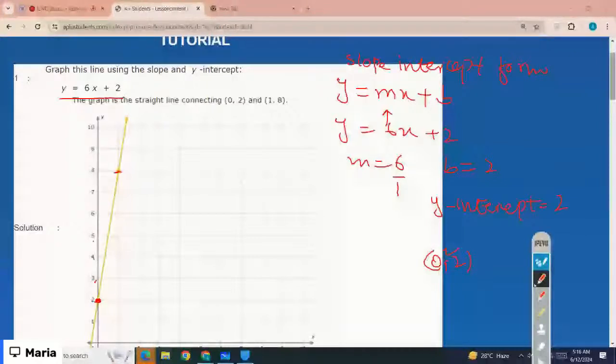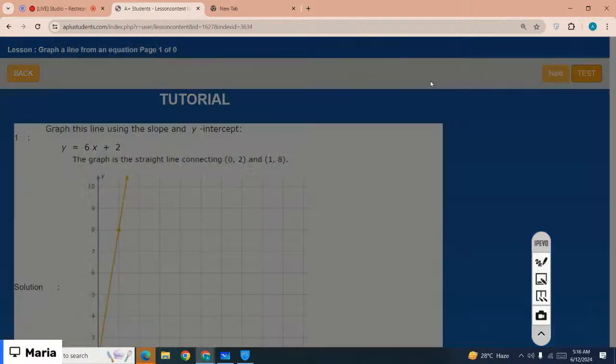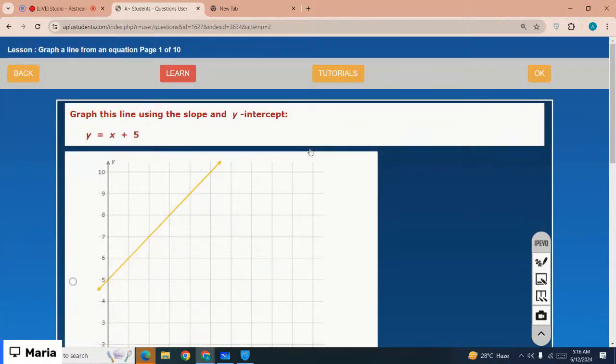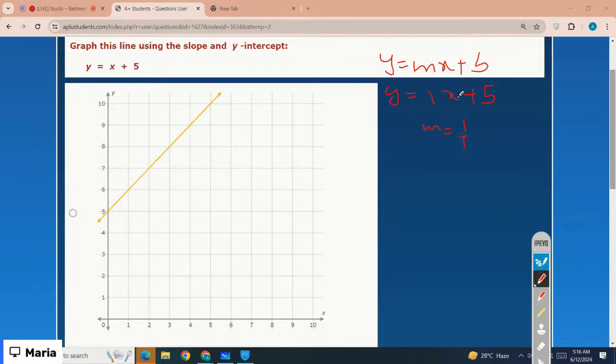Practice questions. Graph this line using the slope and the y-intercept. So compare the equation to the slope-intercept form, that is y equals mx plus b. So y equals x plus 5. So that means the slope is 1 over 1 and the y-intercept is 5.